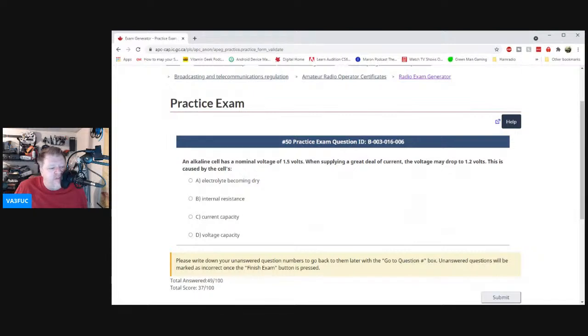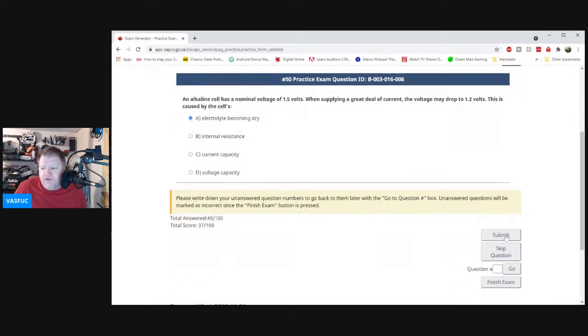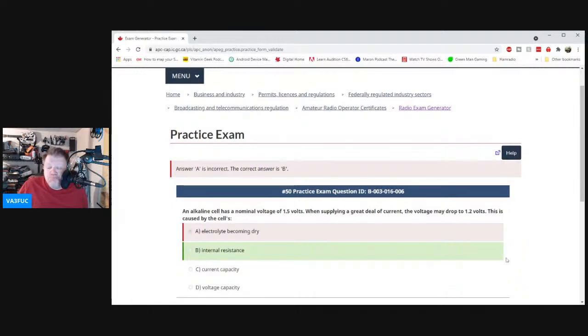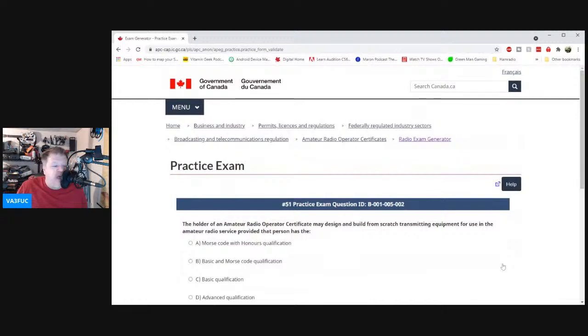An alkaline cell has a nominal voltage of 1.5. When supplying a great deal of current, the voltage may drop to 1.2. This is caused by the cell's electrolytes becoming dry, internal resistance, current capacity, or voltage capacity. I believe it is A, the electrolytes becoming dry. But we're going to have to check and see what it says. No, internal resistance. Okay, didn't know batteries had an internal resistance.